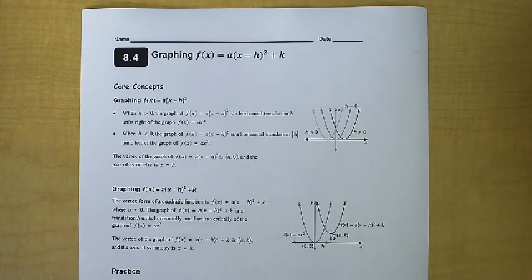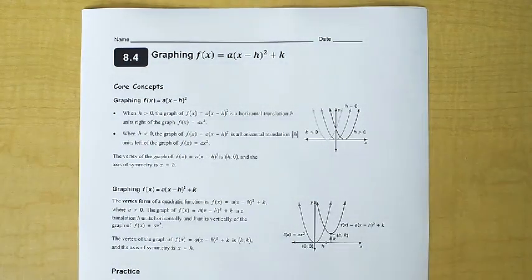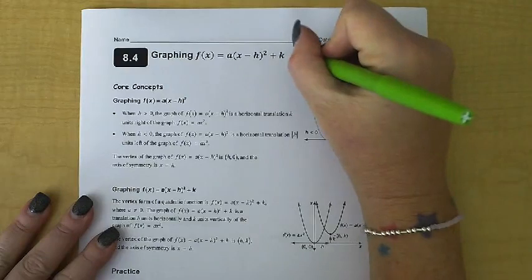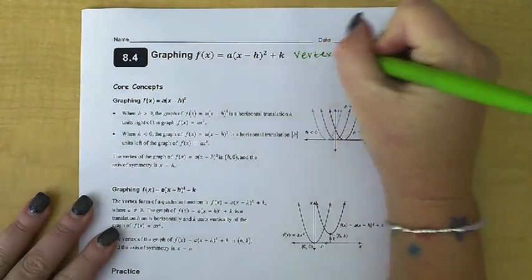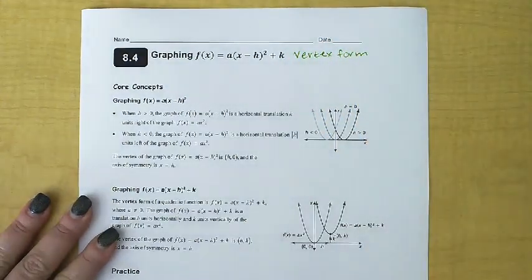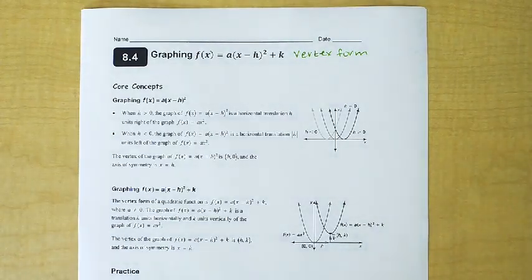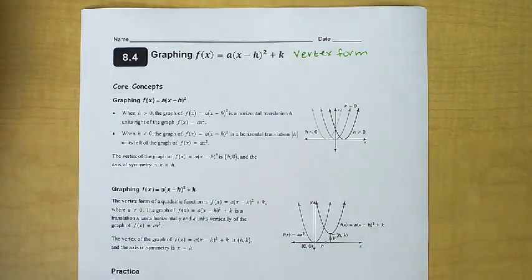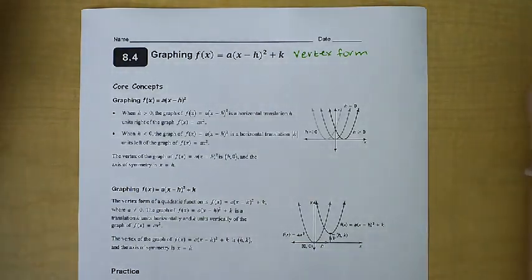So today we are going to move on to looking at graphing f of x equals a times (x minus h) squared plus k. And what we call this is vertex form. So this form has a lot of advantages. It has a little bit of disadvantages sometimes too, but mostly advantages because, as you can see right there in the name, it's called vertex form. That means we're going to be able to find the vertex of our parabola really, really easy using this form.